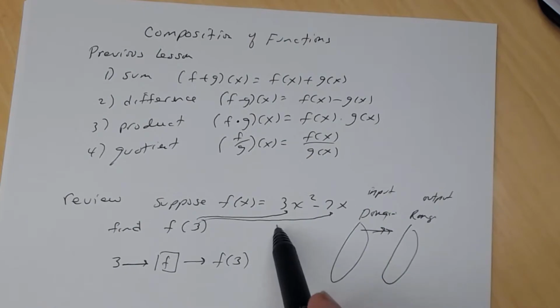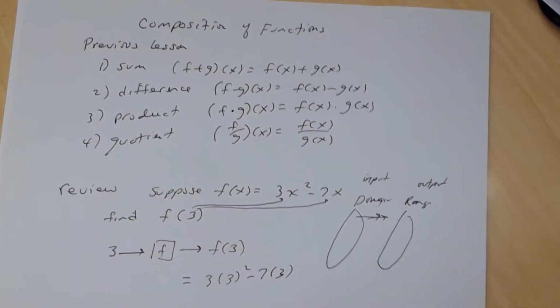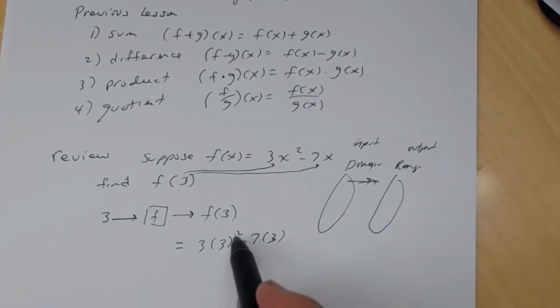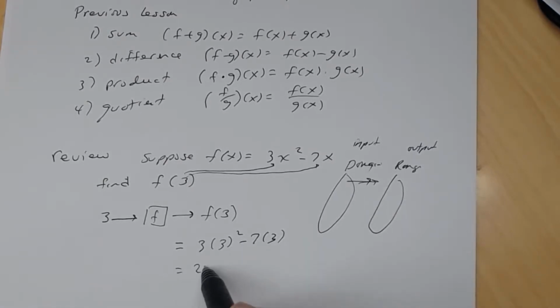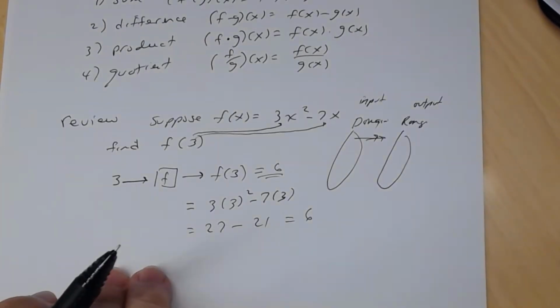When I do this evaluation, f of 3, I get 3 times 3 squared minus 7 times 3. 3 squared is 9. 9 times 3 is 27. Minus, and 7 times 3 is 21, and so I get 6. So that means f of 3 is equal to 6. That's what I just found. All right, so that was a review.